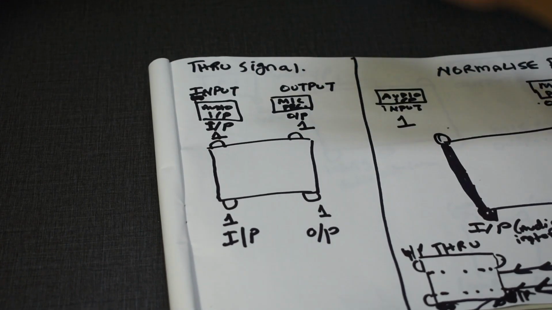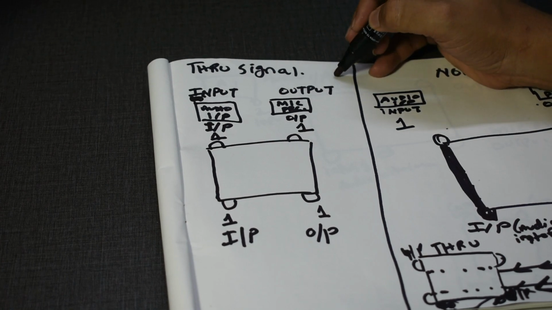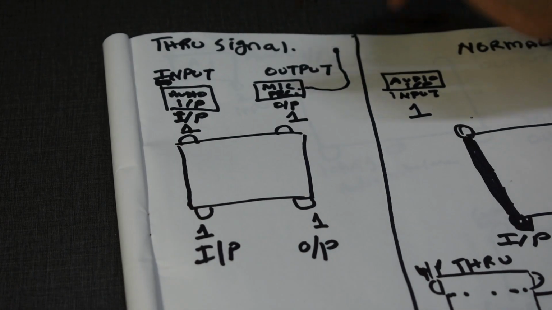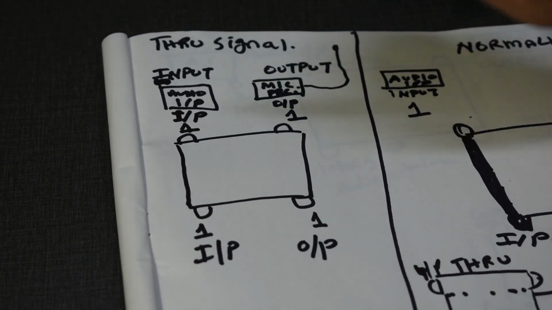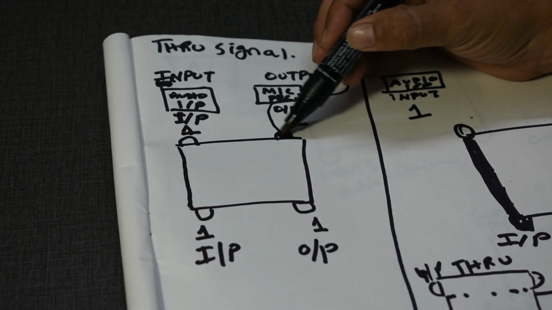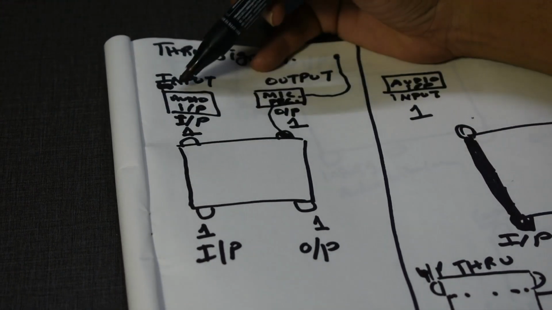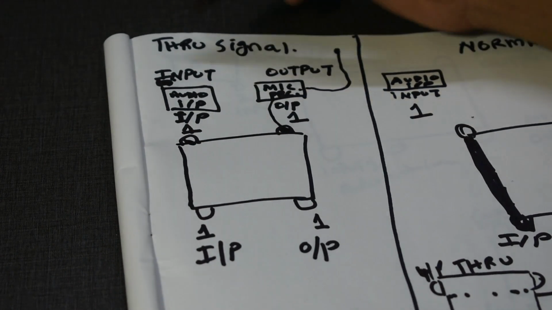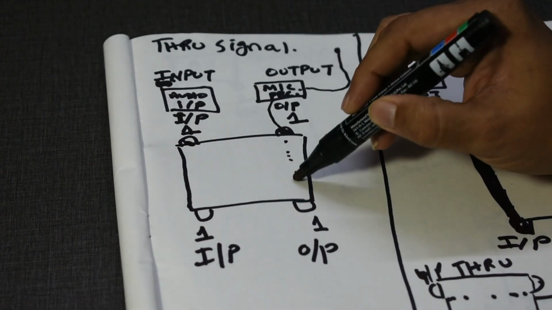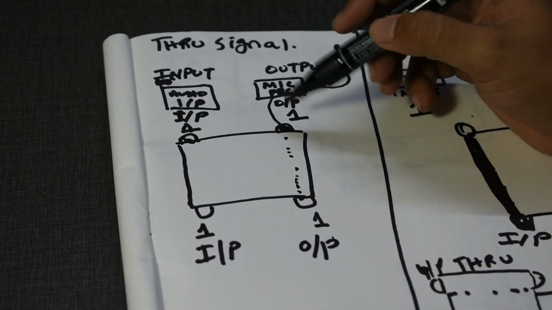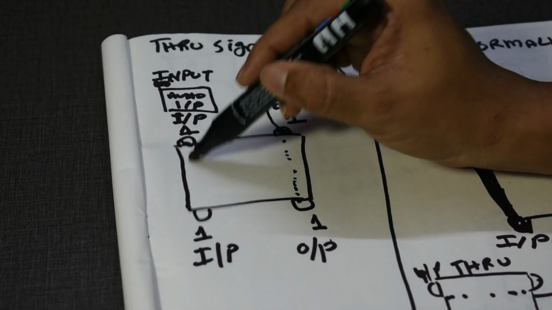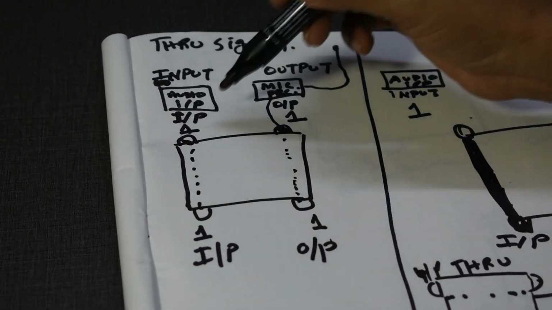You can see this is the mic pre-out, the mic coming to the preamp here. So this mic preamp out goes to the back side of this patch bay, and the audio interface input goes to the backside of this patch bay. Through signal means it is directly connected to the front side of the patch bay, passing signal from back to the front. So this is called through signal.